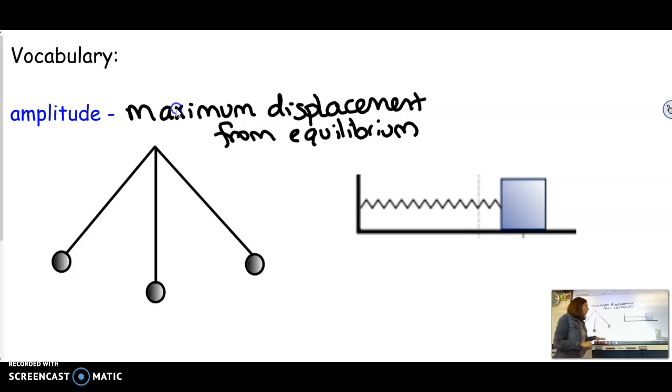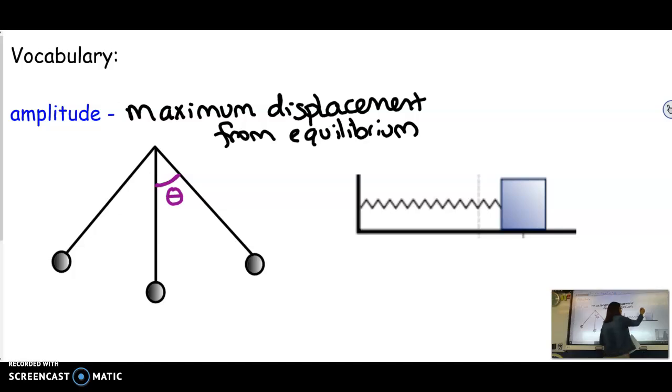And depending on whether we're talking about a pendulum or a mass spring system, we're going to measure that differently. So in this case, the way we would measure the amplitude is the angle from equilibrium. So it's not from one side all the way to the other, but just from the middle to the outside like that. So that angle right there would be the amplitude.